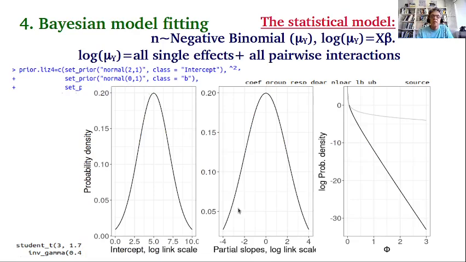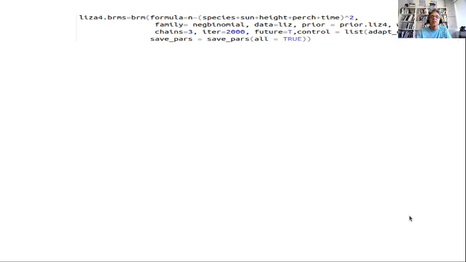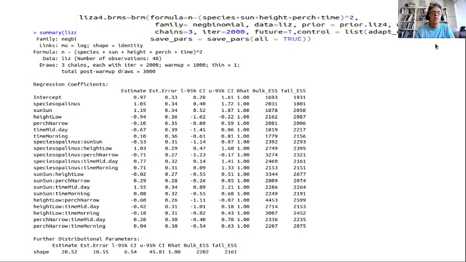So here are the implied values of the coefficients for the intercept on the log-link scale, for the partial slopes, again on the log-link scale, and for the phi or dispersion parameter of the negative binomial distribution. So for the fitted model, here is the formula, the family indicated, the priors that we just defined, and the usual commands indicating the parallelization of the calculations, the number of chains, the number of iterations, and some extra parameters suggested by a previous fit of the model.